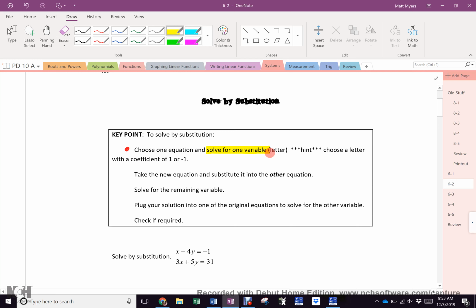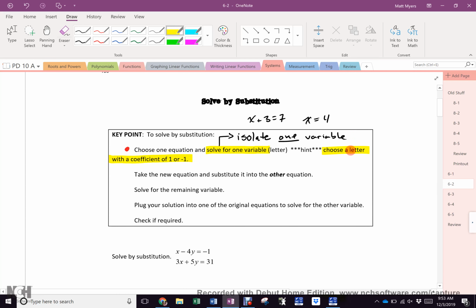What do you mean to solve for a variable? Because up until now, solving for a variable meant you got x equals 4. That's what it meant to solve. But, of course, you can only do that if there is only one variable. What to solve for one variable means, it really means isolate one variable.